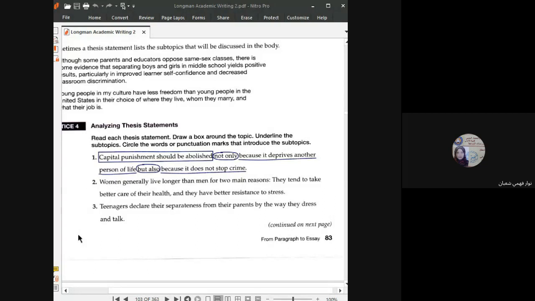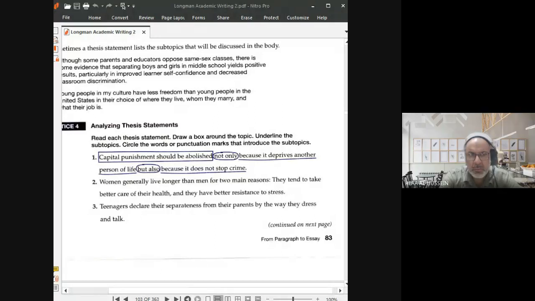Yes, doctor, because the subtopics are going to help us with the organization of the essay. So I know how many body paragraphs I can write. I'm more clear with my organization. Okay. Excellent. Good.